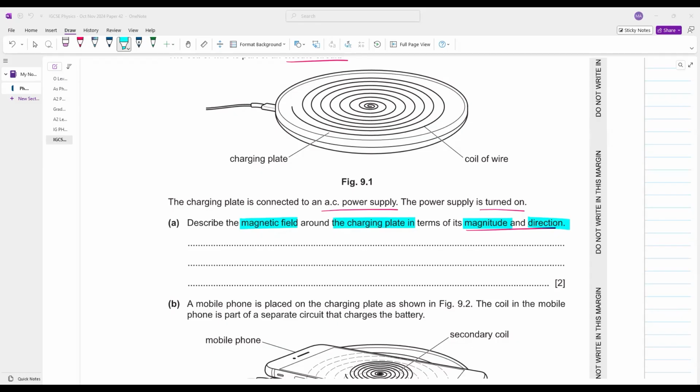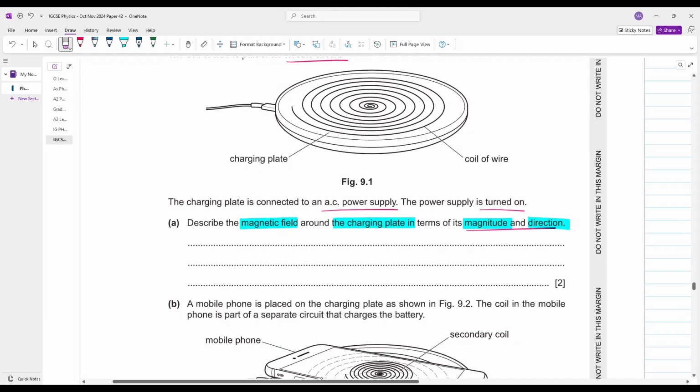First of all, can you realize the magnetic field is stronger closer to the coil of the wire? Towards the coil of the wire, the magnetic field is stronger. As you move away from the coil of the wire, the magnitude of the magnetic field decreases. Secondly, the direction of the magnetic field keeps on changing. Why? Because you have an alternating current.